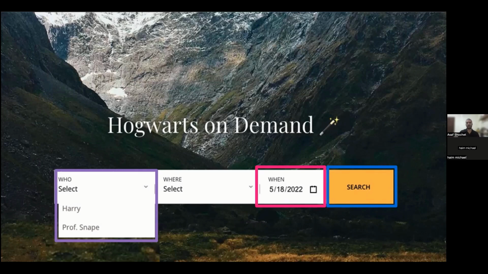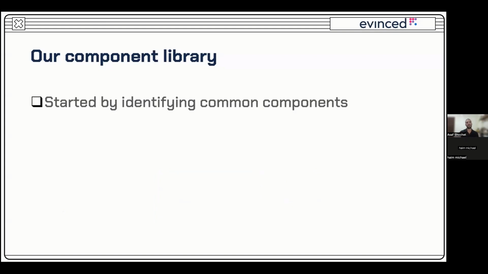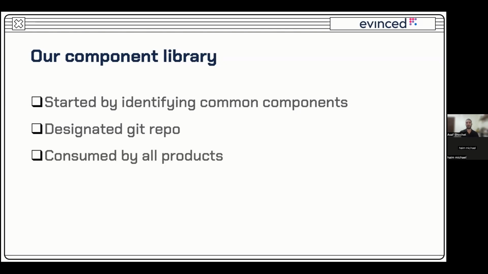So, okay, now we spotted the components. Now we want to move them into a different place and to have a place to hold all of these components. And we call this place our component library. So for us, what worked is that we started by identifying the common components, and then we created a new Git repository for them. We consume the components in our different products. We have 5 products that use the same component library because we have several products.